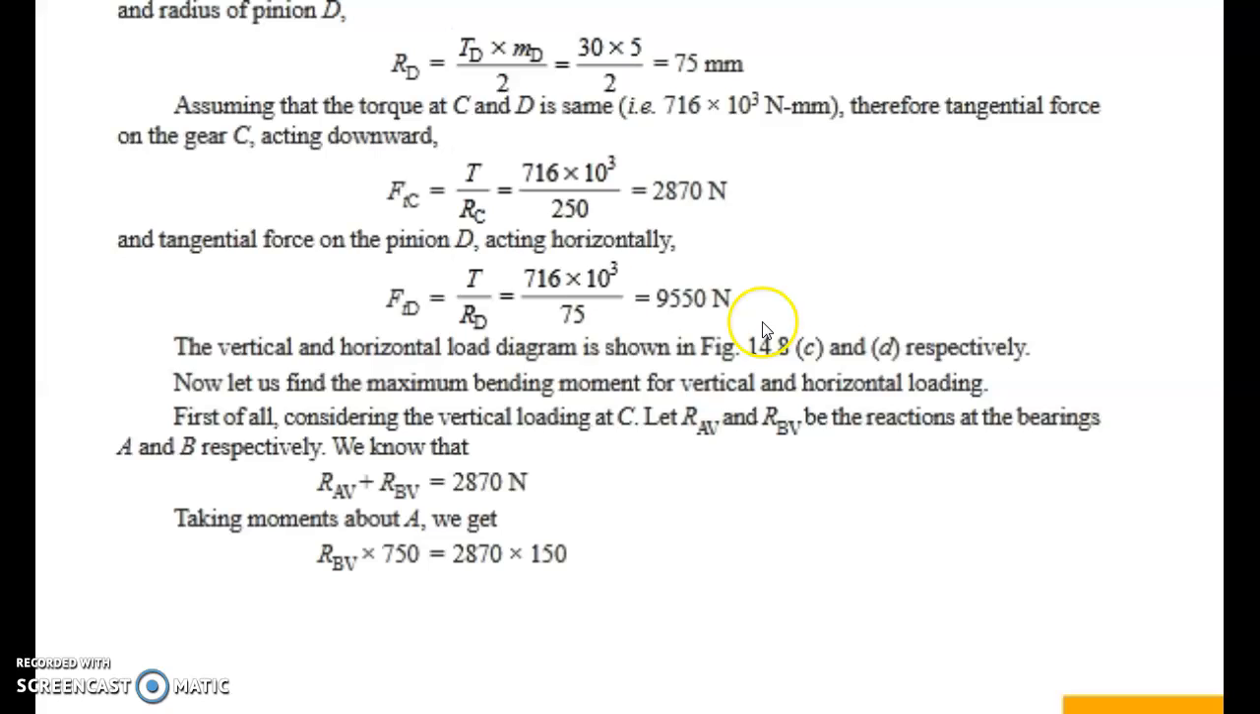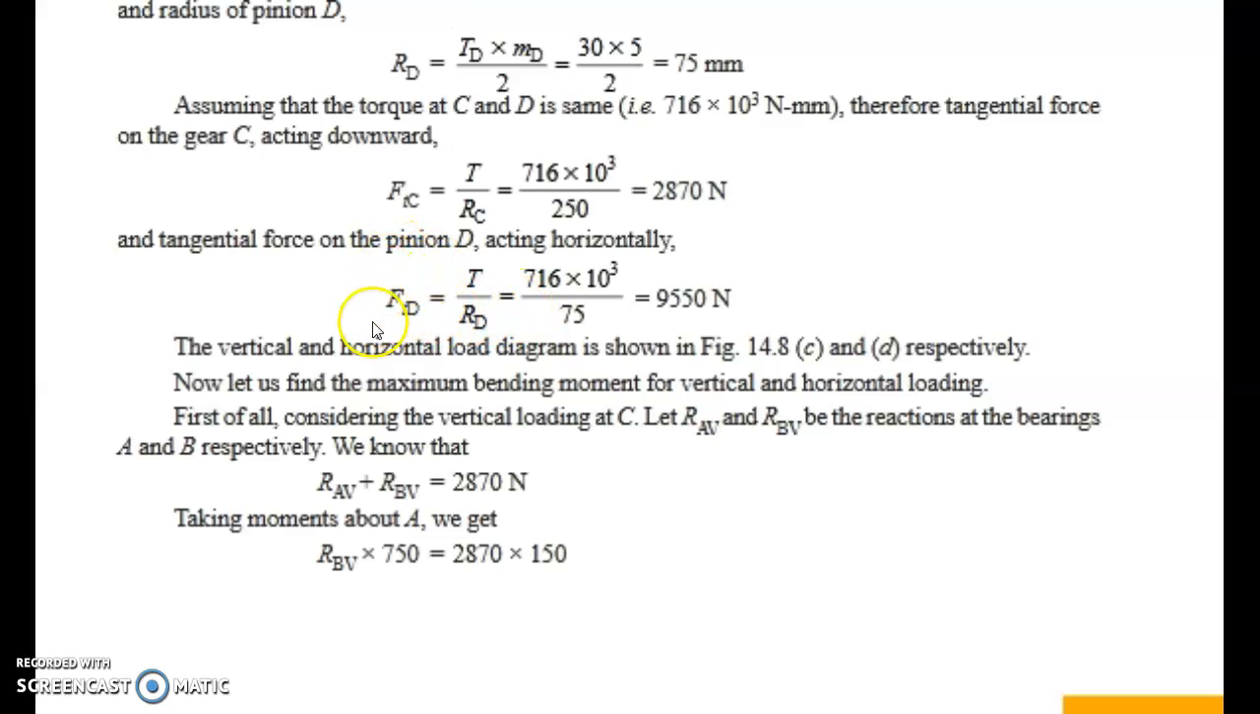Now we can go for the tangential force. Tangential force we already calculated in the previous problem. Ft is equal to T by RC. T we already calculated, and RC is the radius of the gear C. If we substitute this value, we will get FTC, that is the tangential force, is equal to 2870 Newton.